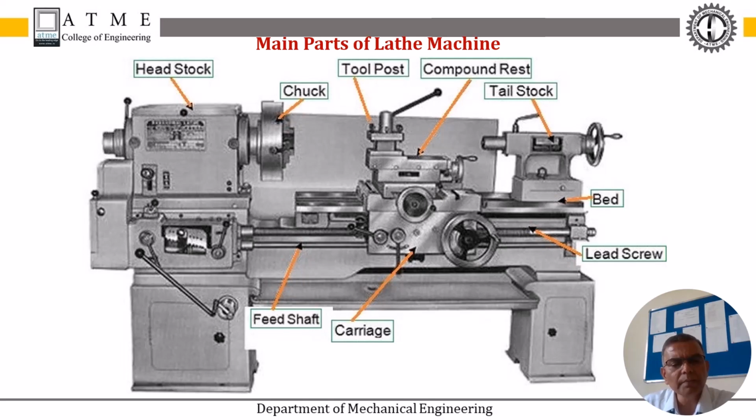The various controlling mechanisms and speed controls are provided in the headstock. By operating these levers, you can control the cutting speed of the workpiece. Through these controlling mechanisms, the power supply goes to the headstock. This is the diagram of the lathe machine with various parts which we are showing here.